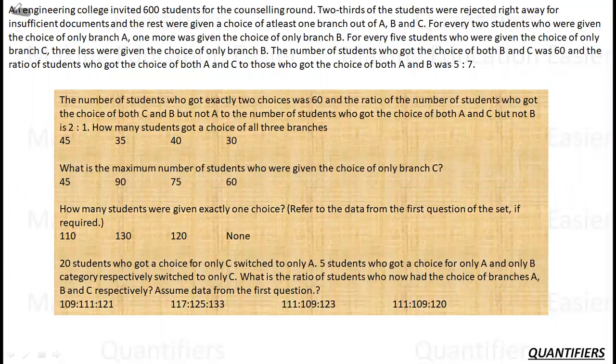Now, what is given? An engineering college invited 600 students for the counseling round. Two-thirds of the students were rejected right away for insufficient documents. So out of 600, two-thirds meaning 400 were rejected. So we are talking about 200 people. The rest were given a choice of at least one branch out of A, B, C, at least one branch, which means more than one is also possible. For every two students who were given the choice of only branch A, so then we are talking about a Venn diagram. So let's just start making a Venn diagram, and let's see.